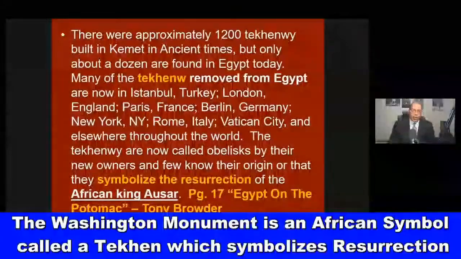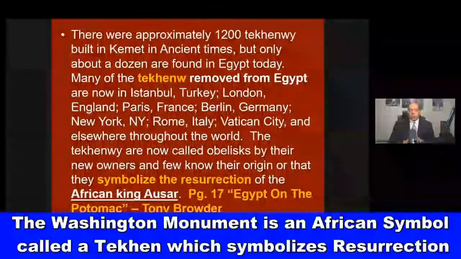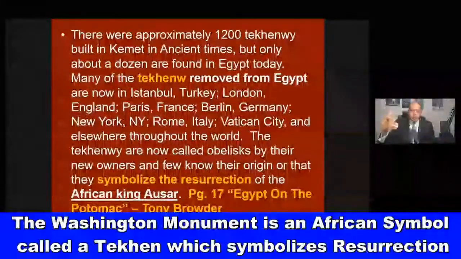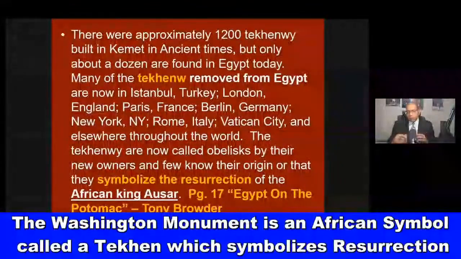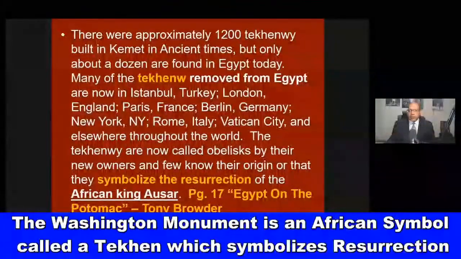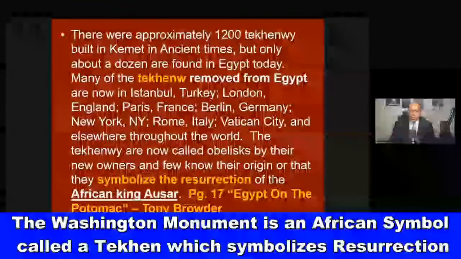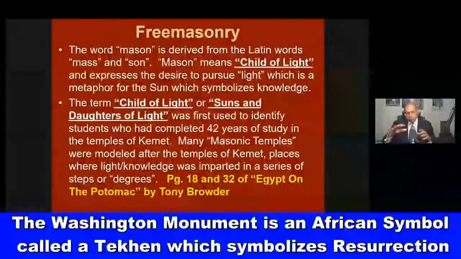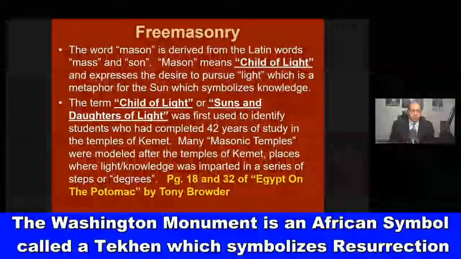The Tekhenu are now called obelisks by their new owners, and few know their origin or that they symbolize the resurrection of the African king Asar, who the Greeks called Osiris. Tony Browder talks about this on page 17 of Egypt on the Potomac. This is one of the books we use in the class also. Once again, you don't have to buy any of these books, but we use them as reference. And I do scan the pages, so we show you the page on the screen.